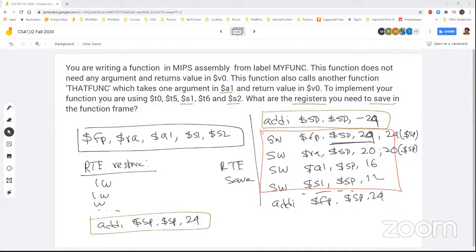And Professor, we don't save the temporary registers simply because of convention. Yeah, that's a convention. Okay, so what else? Let's see.